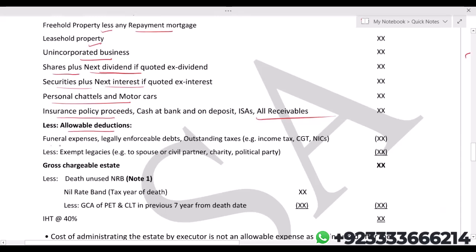Allowable deductions: funeral expenses and legally enforceable debts. If there are any debts, you have to deduct them. For example, outstanding taxes, income tax, CGT, NIC which the individual has not paid, deduct that. Deduct exempt legacies like spouse, civil partner, charity, political party. If the deceased person has left something for a spouse, civil partner, charity or political party, that will be deducted because they are exempt parties. After that, you will get the gross chargeable estate.